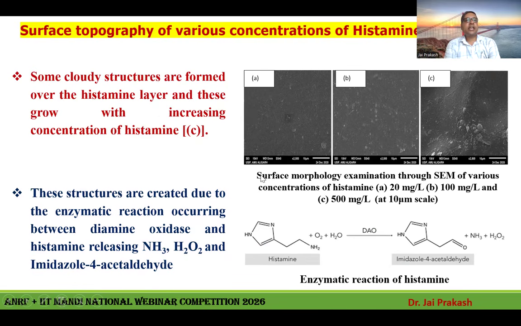In this slide, we can see the surface topography of various concentrations of histamine through the scanning electron microscope. We can see the cloudy structure that is formed over the histamine layer, and these grow with the increasing concentration of the histamine. These structures are created due to the enzymatic reaction occurring between diamine oxidase, that is the enzyme, and histamine, releasing ammonia, hydrogen peroxide, and imidazole acetaldehyde.